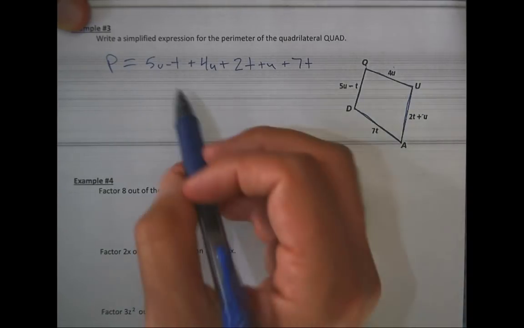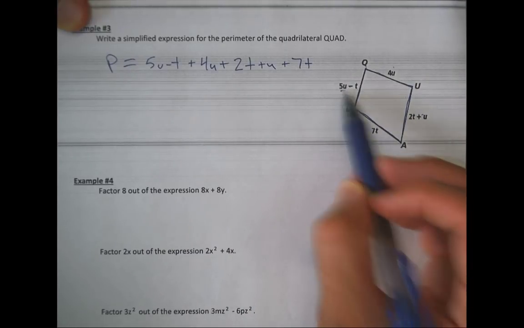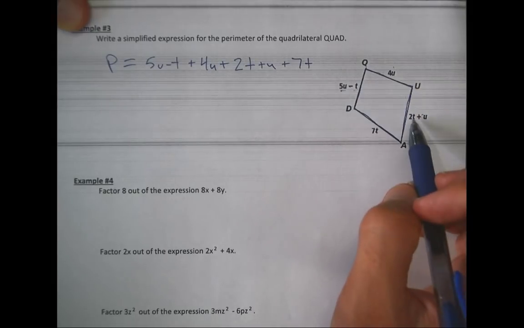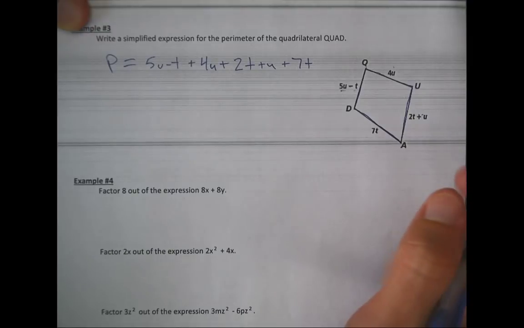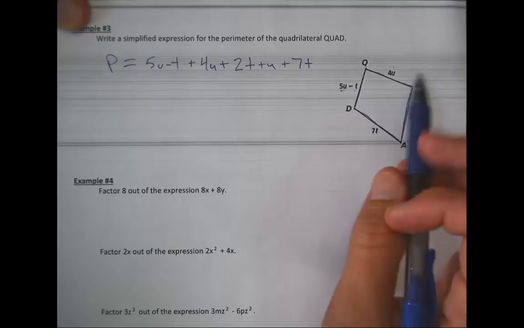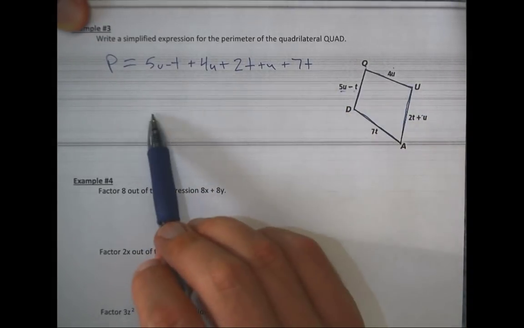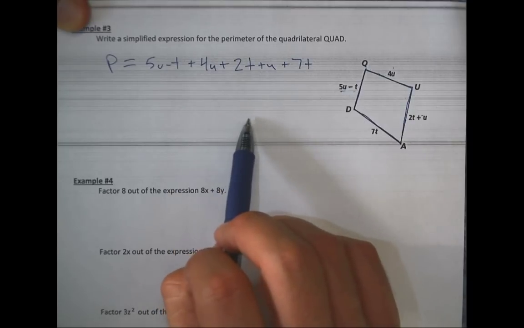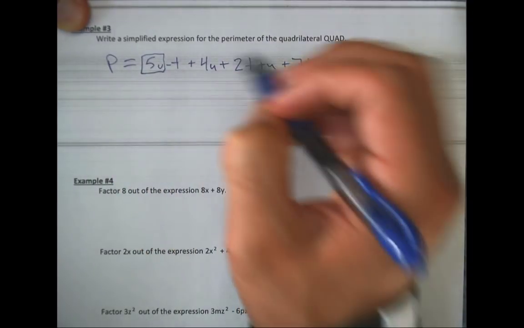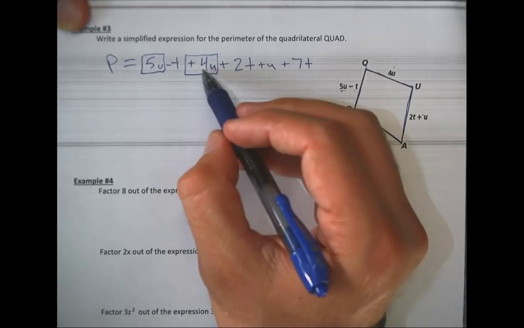As I glance across this, I've got u's and t's, and that's it. Here's a u, t, u, and a t. So there are no regular numbers, and there are no other variables to deal with. So if I simplify all of this, I'm only going to have two terms. I'm going to have my term with the u, and I'm going to have my term with the t. So let's start with the u's. I've got a 5u right here. I've got a 4u. Notice that I boxed in the plus sign, so I know it's a positive 4.